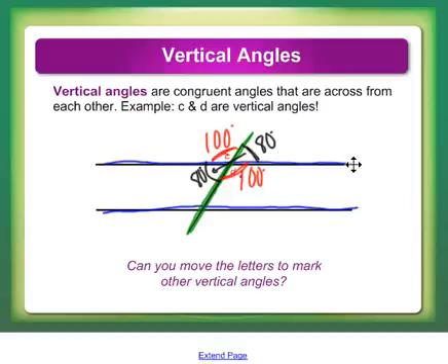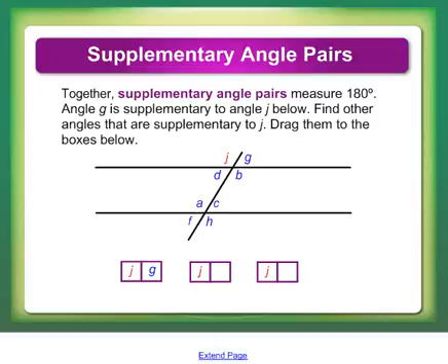Our last angle that we're going to be learning about are supplementary angle pairs. We know that supplementary means two angles that add up to 180 degrees. So it says angle G is supplementary to angle J. That means they make 180 degrees, which they do because these two angles right here make a straight line, so they have to add up to 180. Now it tells me to find other angles that are supplementary to J. So we want to find other angles that make a line with angle J.